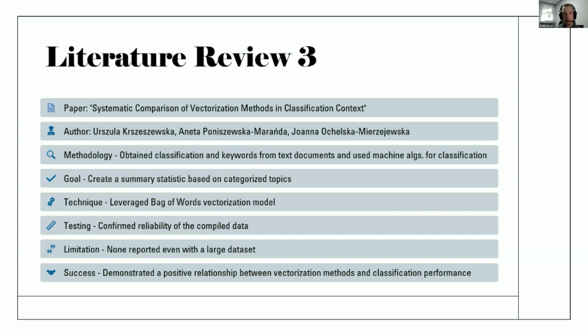From there, they were able to take the information and create a summary statistic based on categories they wanted to separate these topics into by using k-nearest neighbors and naive Bayes algorithms to classify the information. Once they compiled the data, they found it was considered reliable. They found that even with a large data set, there was no negative impact on the vectorization methods used to find these conclusive results.